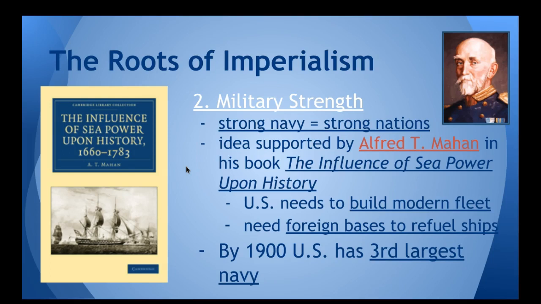So if we need foreign bases, it's going to be a lot easier if we just go ahead and own those foreign bases instead of having to lease land from another country. By 1900, the U.S. has the third largest navy in the world, behind Great Britain, still number one, and Germany.